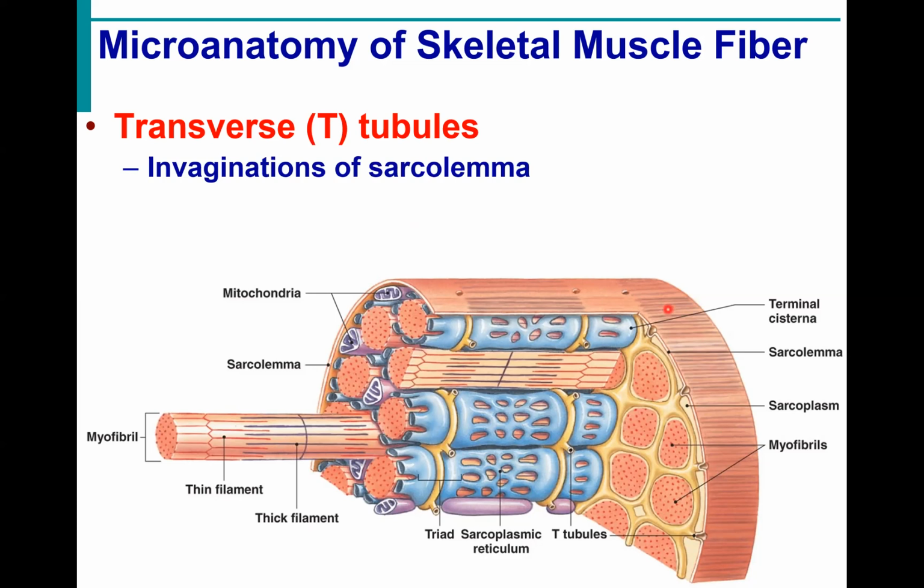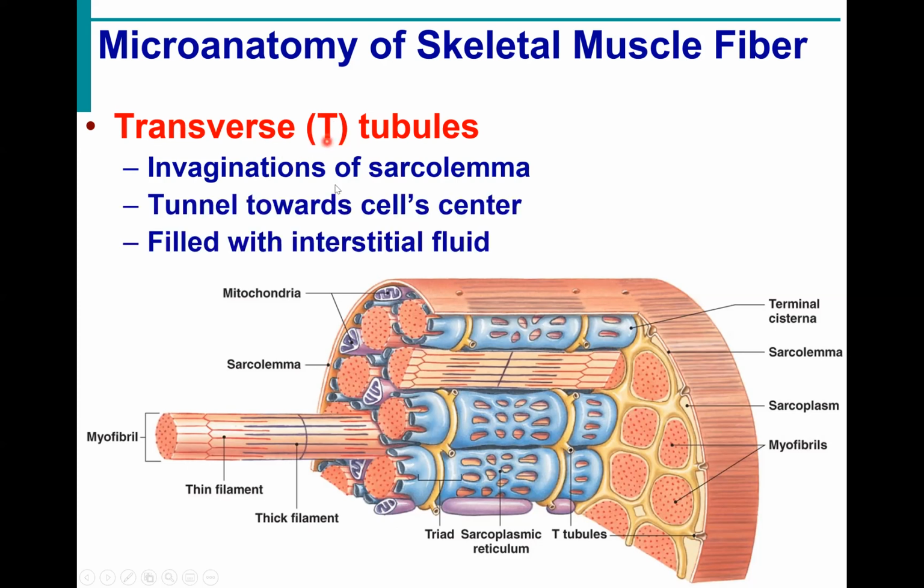As I mentioned, we have those invaginations of the sarcolemma that penetrate all the way down to the depths of the muscle cell. Notice they wrap around the organelles on the way there. And those are those transverse tubules, which again, once you spelled it out once, we can call T-tubules. They tunnel towards the center of the cell, and they contain interstitial fluid. Notice we can see some of the openings to them up here and here and here.